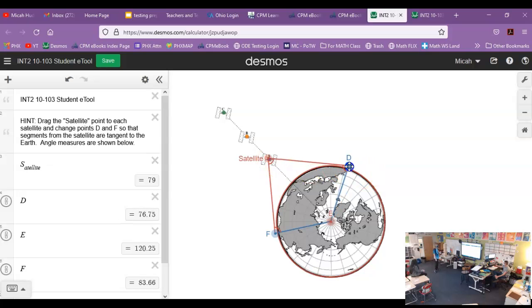You have to get closer to the Earth for it to be. You have to wait until D is at 90 degrees, and E is at 90 degrees. Wait. A is only 90 degrees if all of them are 90 degrees. A is only 90 degrees if it makes a square, and it doesn't really make a square. So, yeah. That's as close as I can get it. Yeah, so A is not quite 90 degrees. It's a bit further out than that.